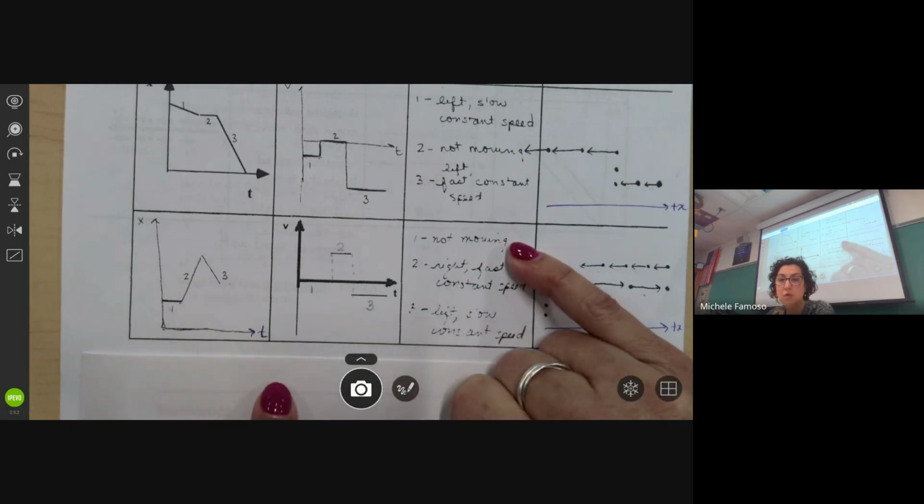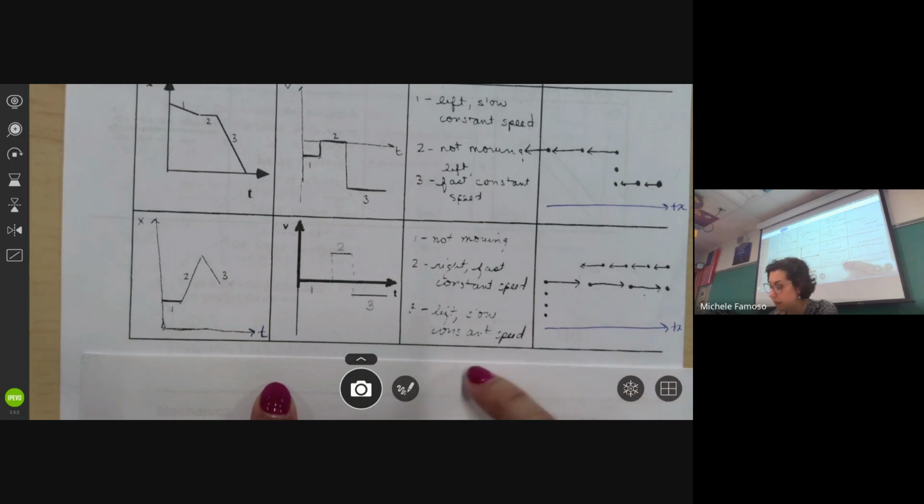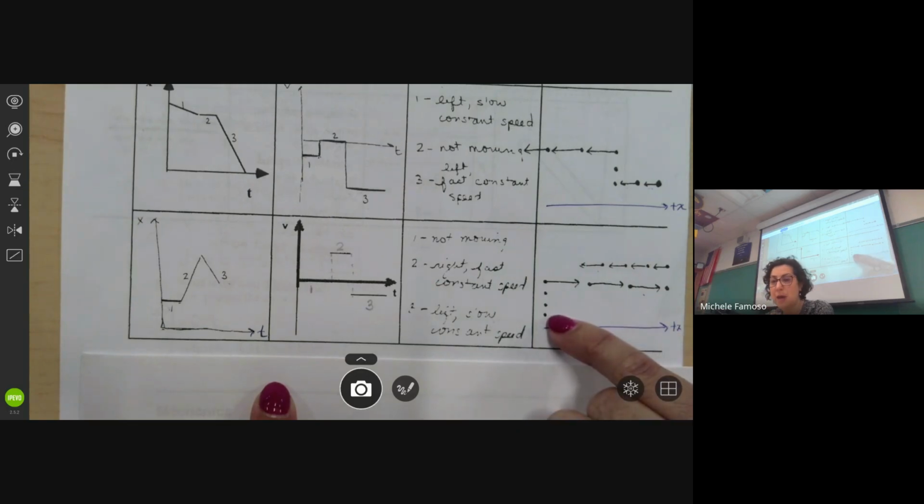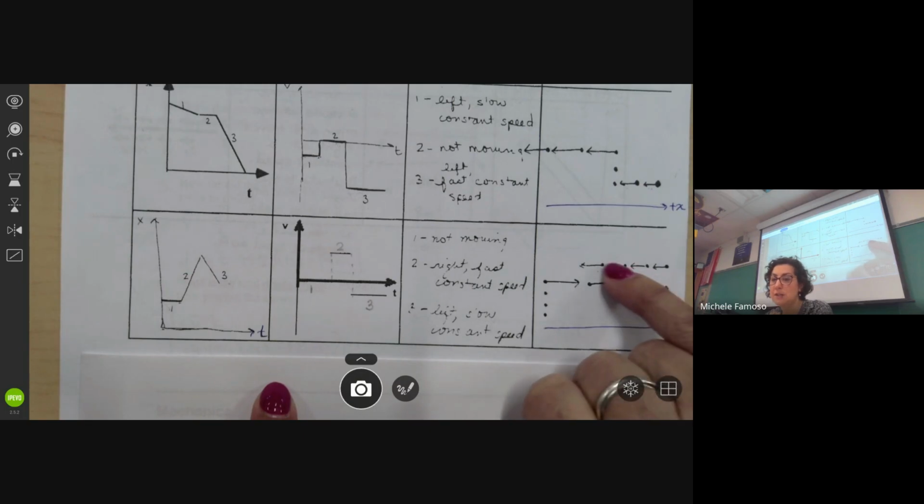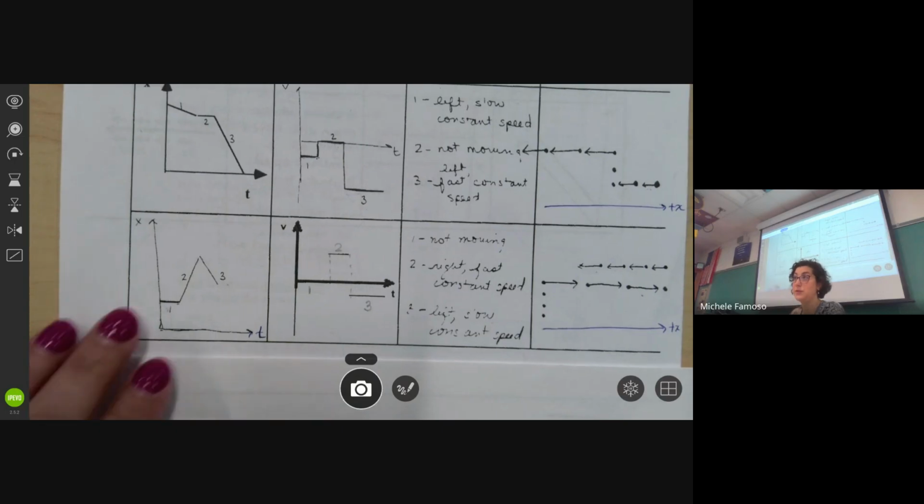So 1 is not moving. 2 is traveling to the right with a fast constant speed, and 3 is traveling to the left with a slow constant speed. So to show this on a motion map, we have several dots which line up with each other, so that shows no motion. Fast constant speed to the right means I need several arrows, same length, pointing to the right. And then instantly changing to slow constant speed to the left, I should have several arrows pointing to the left, equal length, but smaller. The exact number doesn't matter because I didn't give you time values.